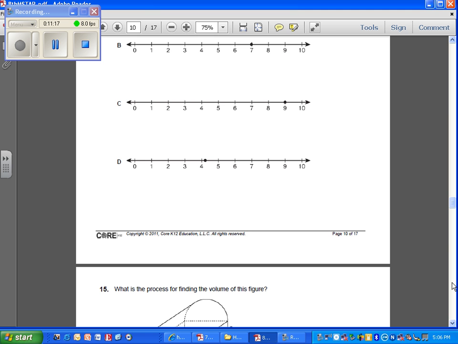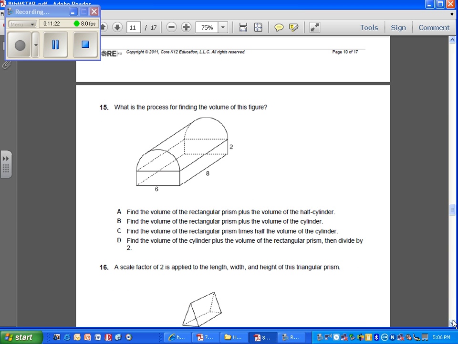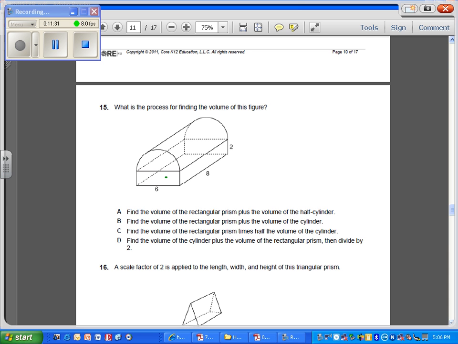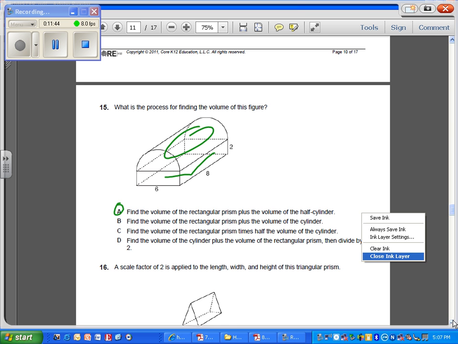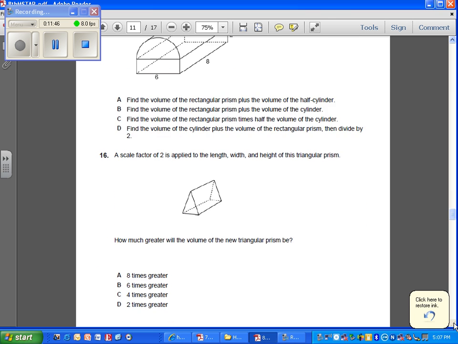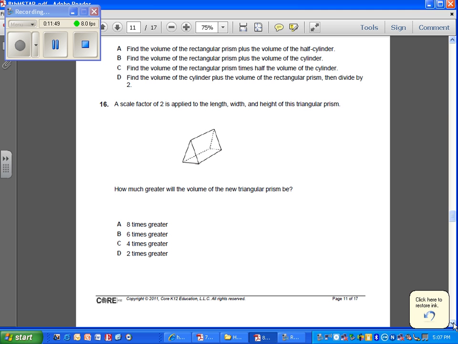All right, number 15. What is the process for finding the volume of this figure? Well, it looks like if I'm looking for volume, I'm looking for the inside cubic units. So I'm going to do the volume of the rectangular prism, which is on the bottom, and then I'm going to do half of a cylinder on the top. So my answer is going to be A, which describes that process exactly. All right, number 16. Scale factor of 2 is applied to the length, width, and height of this triangular prism.